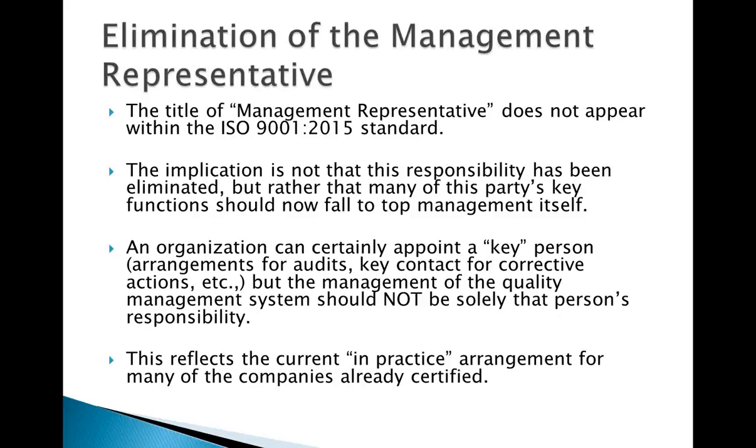They should be taking responsibility for the quality system. There's a very important subclause in Section 5 where it says that management leadership needs to make itself accountable for the quality management system. Now, does this mean that an organization can't appoint a key contact for coordinating audits and for leading corrective action reviews and so forth? No, but the management of the system should not be on one person's shoulders in the average company.